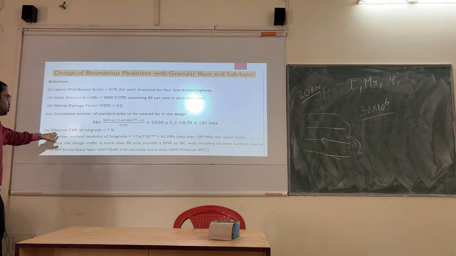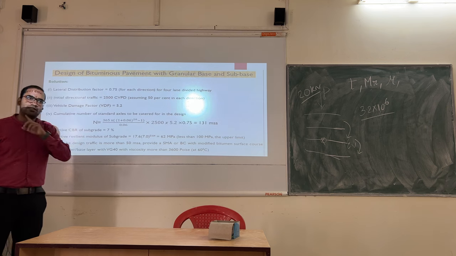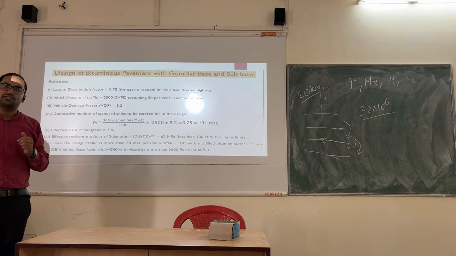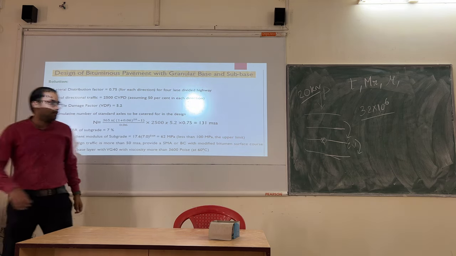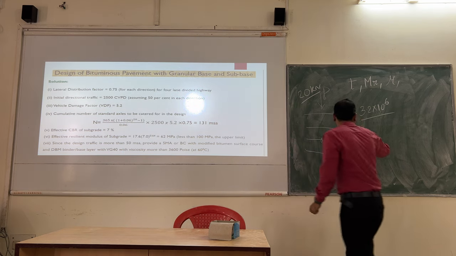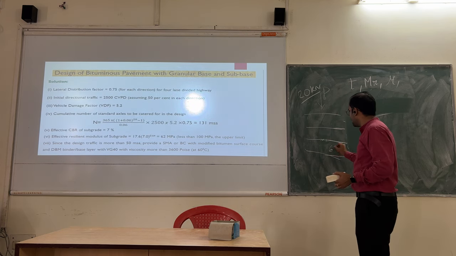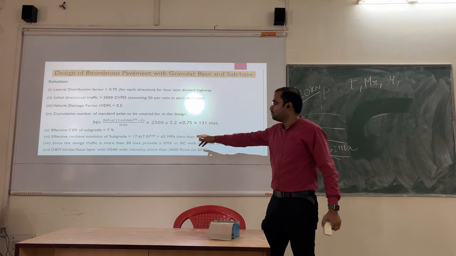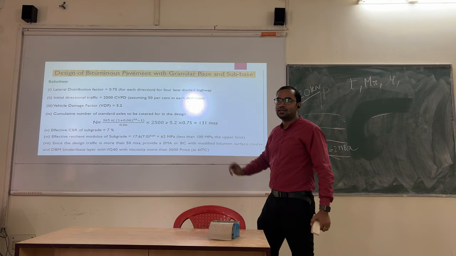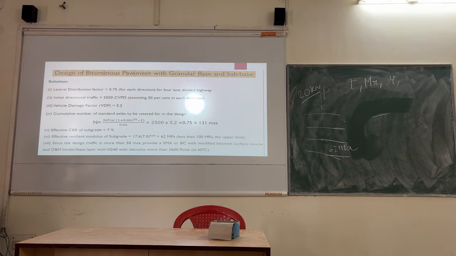Your effective CBR is given as 7%. So you have to calculate the effective resilient modulus of subgrade by using the formula 17.6 into CBR to the power 0.64. You are getting the value of 62 MPa, because this value is required when you are designing in IITPAVE. For your subgrade layer, it is required, 62 MPa. Then the design traffic is more than 50 MSA, so the traffic is very high. That means you have to use a better quality or higher grade of bitumen there.